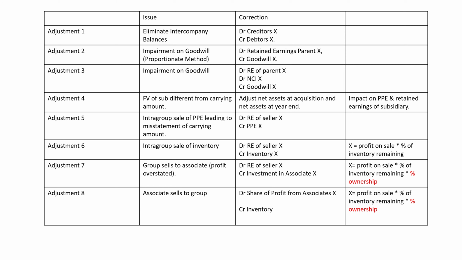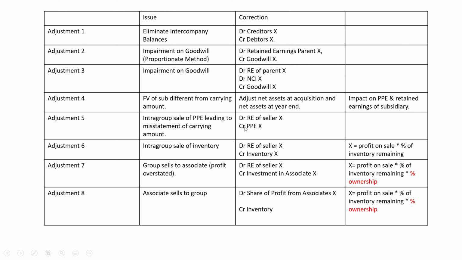And we're going to just run through all the adjustments we've posted so far. So here we have an elimination of intercompany balances. We did debit creditors, credit debtors of this much. For adjustment 2, you're debiting retained earnings of the parent and crediting goodwill. Now let's look at fair value, as we said, adjust net assets at acquisition, net assets at year end.